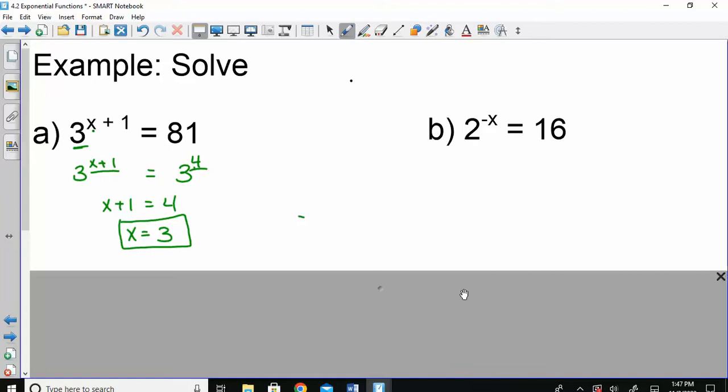B. 2 to the negative x equals 16. So what would I do? I can't change 2, but I could rewrite 16 as 2 to the 4th power. Then these exponents are equal. Divide by negative 1, and I get x to be negative 4.